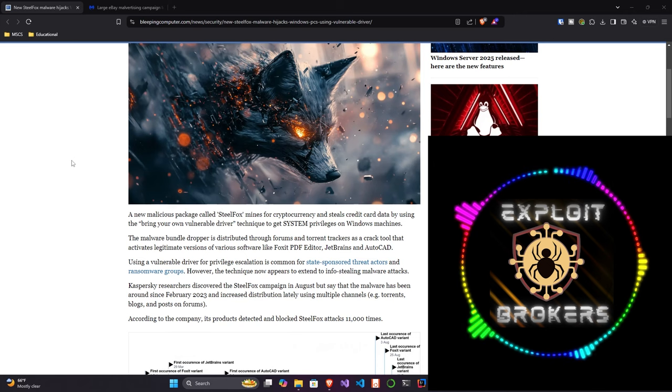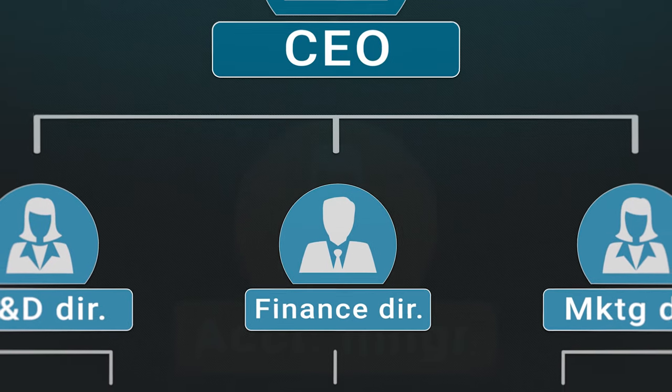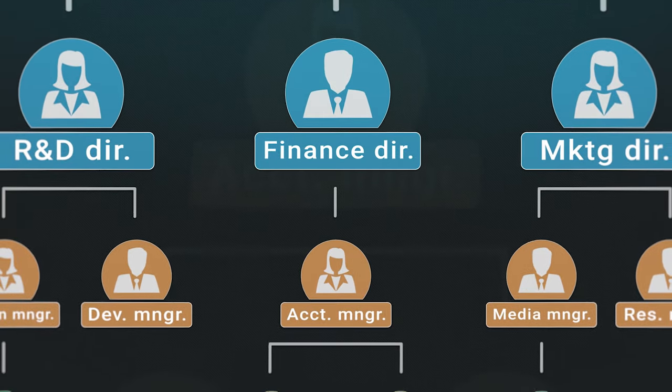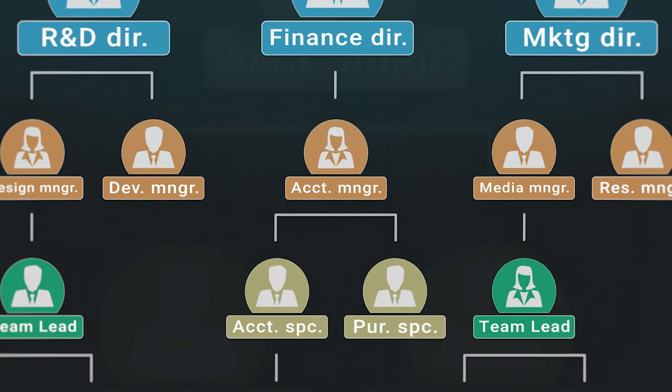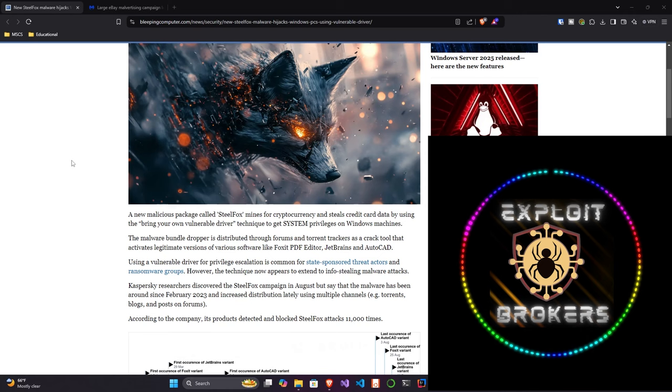Ransomware groups are organizations, whether individuals or multiple entities, a malicious or criminal organization whose sole purpose in this case is to spread ransomware to try to get whoever's affected to give them money. And the SteelFox campaign has a malware that's been around since February 2023, and they use blogs, posts on forums, think hacking forums, jailbreak forums, crack forums, etc.